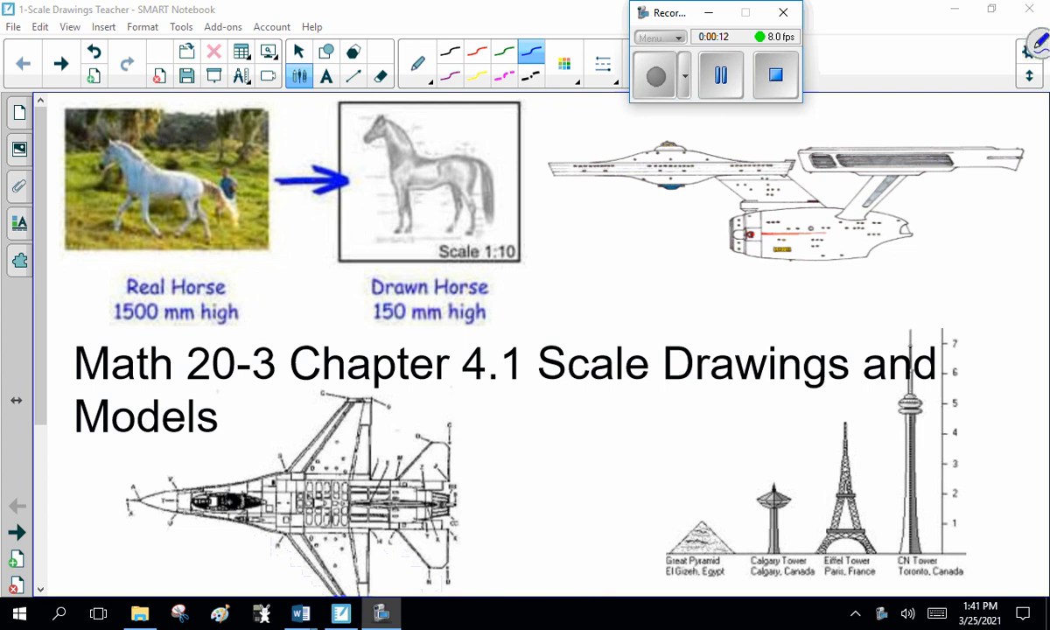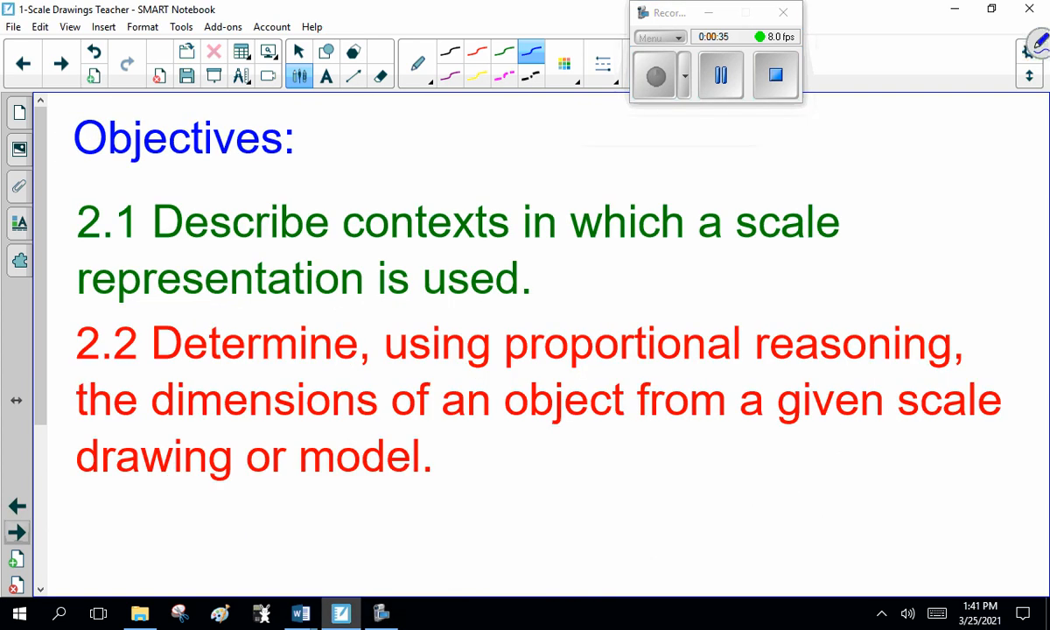Today we're looking at scale drawings and models. Look at the examples here. A real horse is 1,500 millimeters high, or 150 centimeters, or 1.5 meters, while the scale drawing of the horse is only 150 millimeters high. Your objectives today: describe contexts in which a scale representation is used, and determine using proportional reasoning the dimensions of an object from a given scale drawing or model.